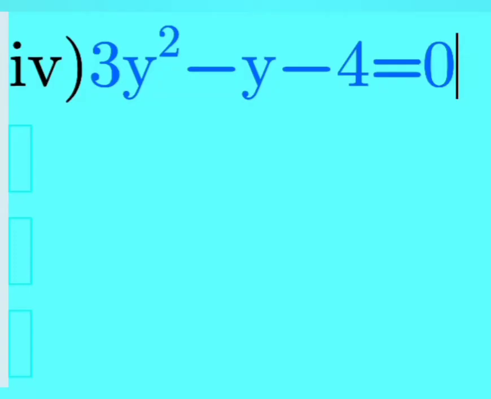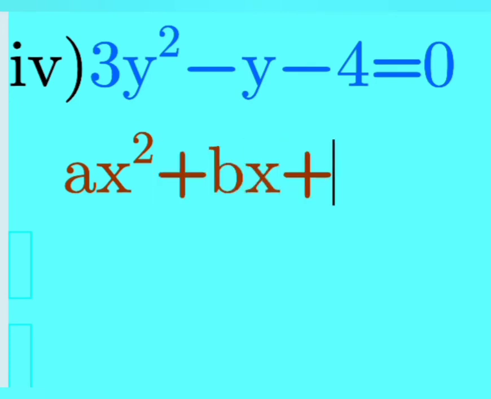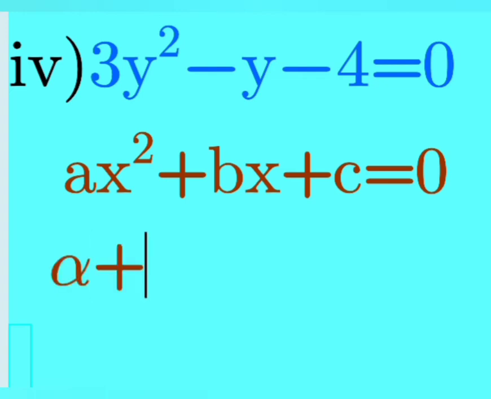Next fourth sum, 3 into y squared minus y minus 4 is equal to 0. This is a simple sum only. So as usual, what we have to write in the first step is the general form of the quadratic equation, that is a x squared plus bx plus c is equal to 0. Instead of x it is given as y. Therefore we know that the sum of the roots alpha plus beta is equal to minus b by a.